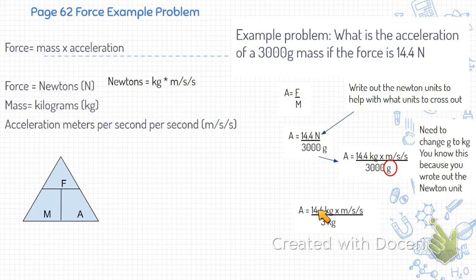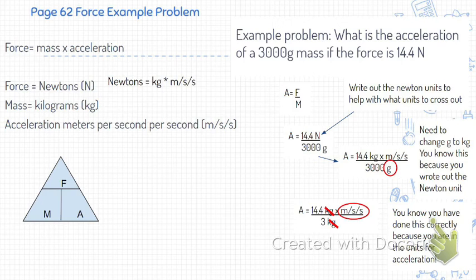Now when I do that, I'm able to cross out those kilograms, and I'm left in meters per second per second, and I know I've done it correctly because I have my unit for acceleration. So then at this point you just divide, and that is acceleration is 4.8 meters per second per second. So there's your force example problem notes, and now you should be able to do the rest of the force problems on your forces math.